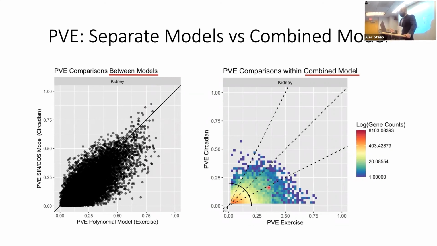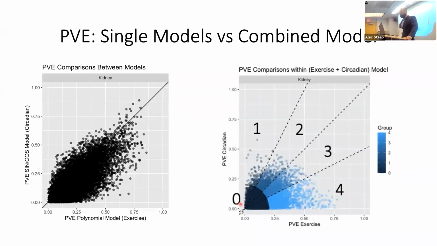So we need a systematic way to categorize these different, let's say, plots of real estate. And so we've done that. We've taken these plots and we've labeled them 5 different plots from 0, 1, 2, 3, and 4. So 1 would represent those genes that model better with the circadian rhythm aspect of our combined model, 4 with those of the acute exercise aspect of the model, and 2 and 3 are somewhere in between.